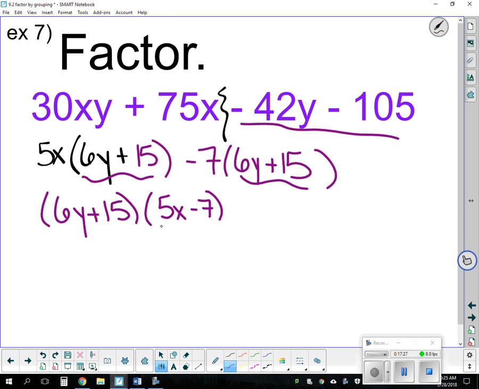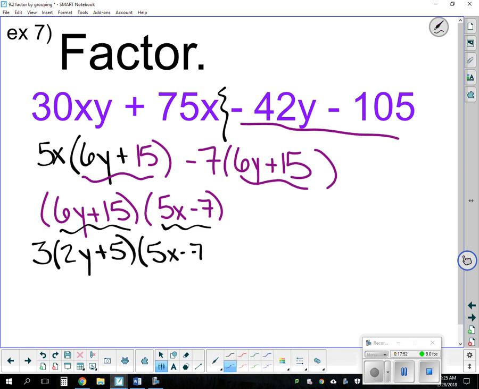Remember from section 9.1, I said whatever you have in your parentheses, they cannot have any common factors. Turns out there is a common factor, not between 5 and 7, but between 6 and 15. There's a common factor of 3 there. They can both be divided by 3. So I've got to pull that GCF out of 3. That leaves me with 2y and plus 5. Okay, so this is your final answer.